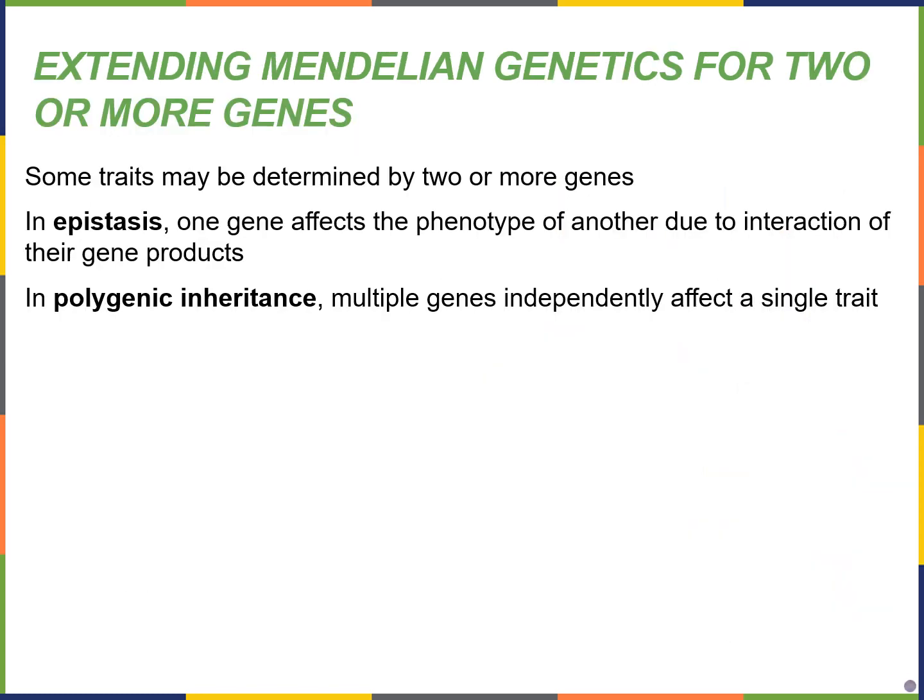Earlier we talked about pleiotropy, with one gene having multiple phenotypic effects. We can also have genes that affect the phenotype of other genes because of how they interact. And in one case, epistasis, that's exactly what's happening. In polygenic inheritance, in contrast, we're having multiple genes that independently affect a single trait. And I'll go over that example afterwards.